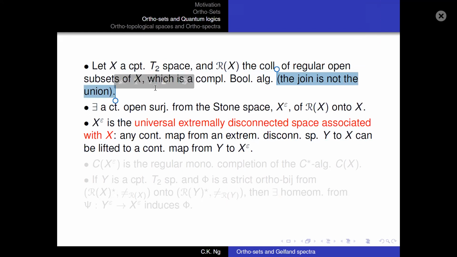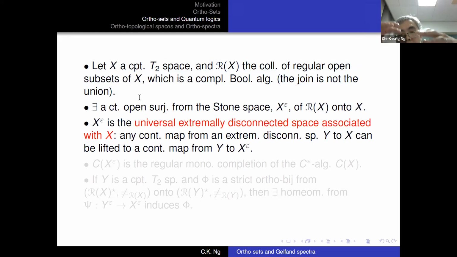Okay, the join is not the problem, but what about the complement? About the complement of the regular open. The complement is the interior of the complement. So a regular open set means that it is the interior of a closed set. So the complement will be: you take a regular open set, you take the complement, which is a closed set, you take the interior, that will be the complement. And the join is defined also like this. You take the union and then take the closure and then take the interior. So this is a kind of book work. You can find it in the book. Actually, I found it in the book.